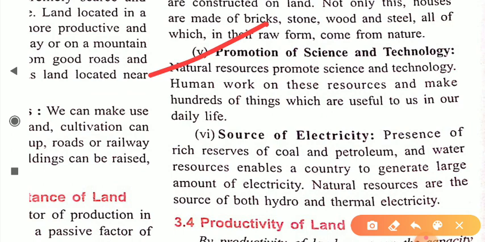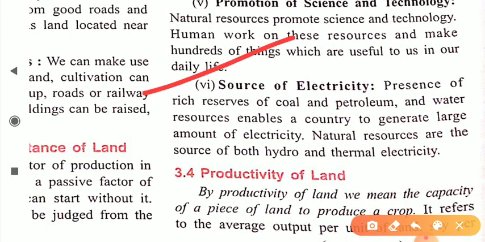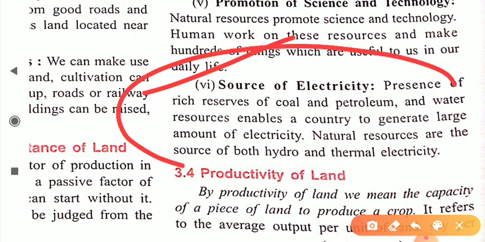Natural resources promote science and technology. Humans work on these resources and make hundreds of things which are useful to us in our daily life. Next one is source of electricity. The presence of rich reserves of coal, petroleum and water resources enables a country to generate a large amount of electricity. Natural resources are the source of both hydro and thermal electricity.